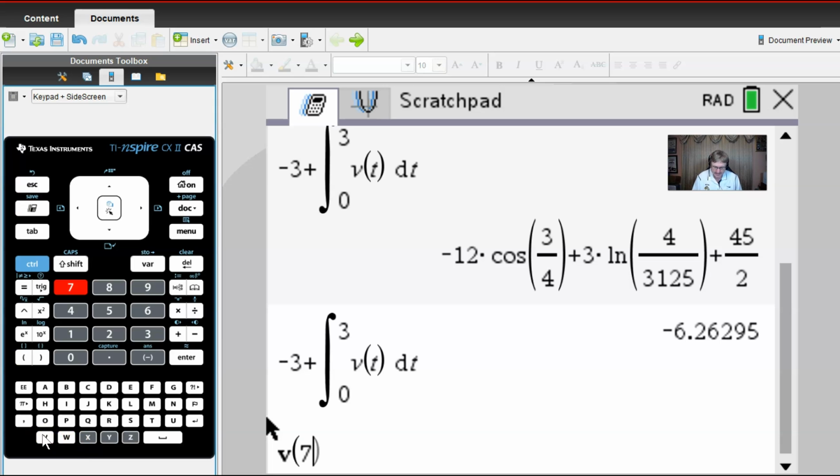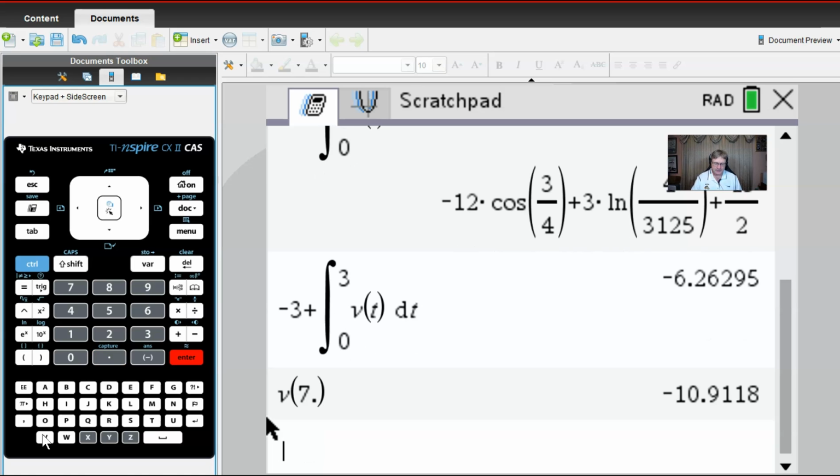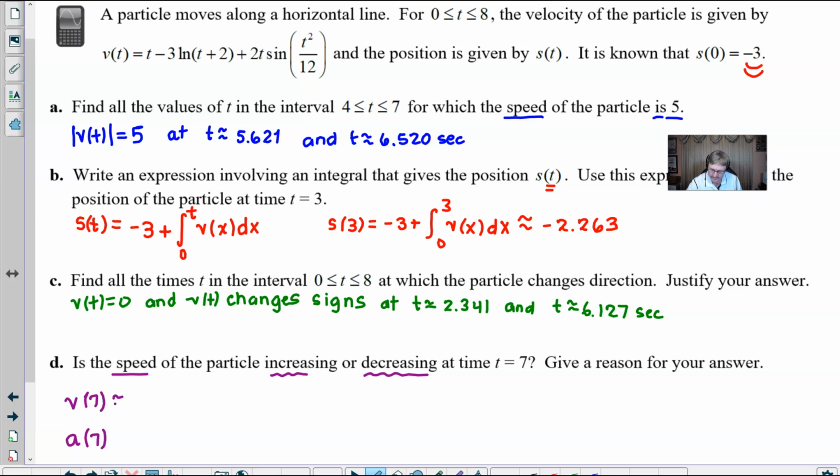and I'm going to type in a 7. I'm going to put a decimal after it. I learned my lesson. I want that decimal there so that I will get a nice decimal value, and the answer is negative 10.911. Now, just so you know, I am in radians. That's very important. If you were getting some answers that were a little different, you might want to check, because degrees would be a bad thing to be in right now. So negative 10.91, I'll tell you what, why don't we round that to negative 10.918?